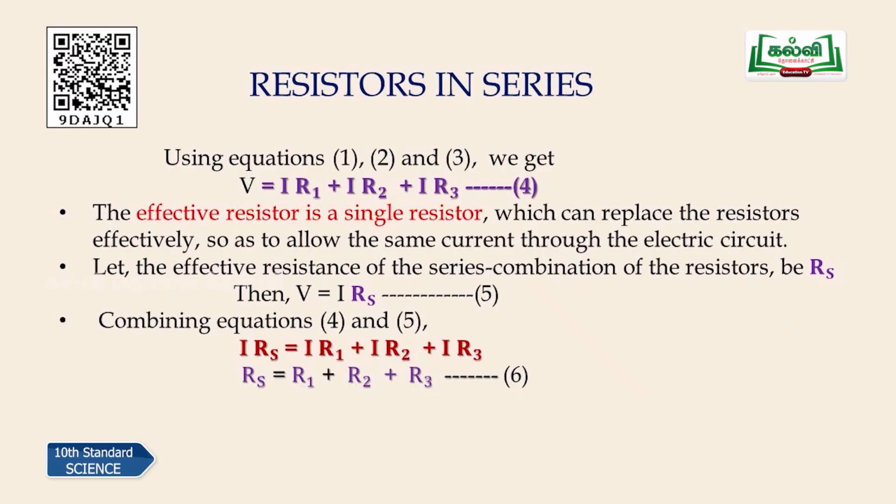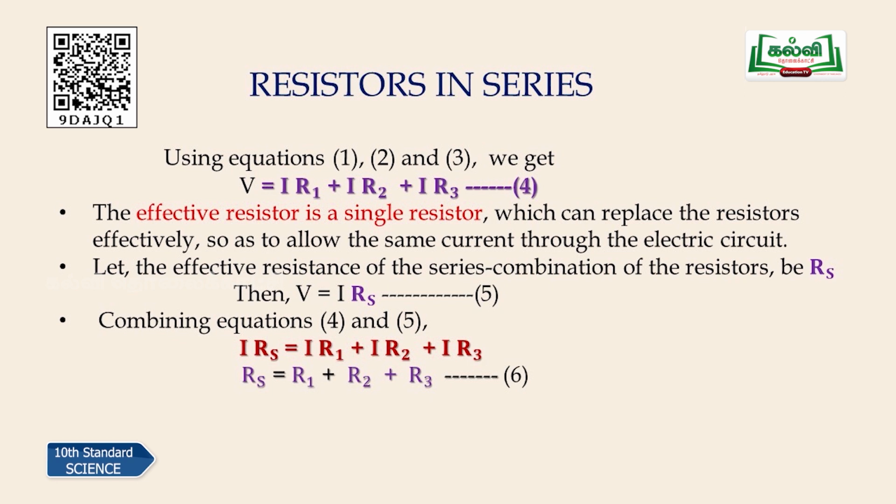That means the sum of the total resistance of the 3 individual resistors should be equal to a single resistor's resistance. Okay. So, the effective resistor is a single resistor which can replace the resistors effectively so as to allow the same current through the electric circuit. Now, we can take the effective resistance of the series combination of the resistors as Rs. Then V is equal to I Rs.